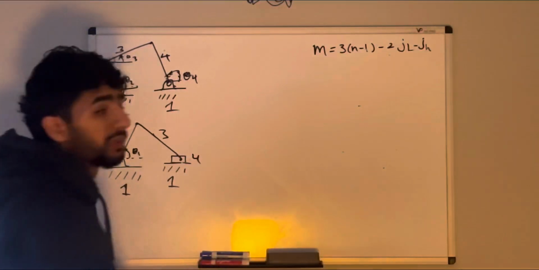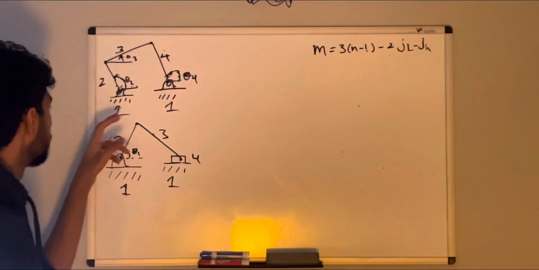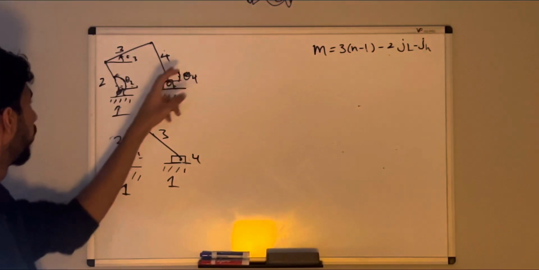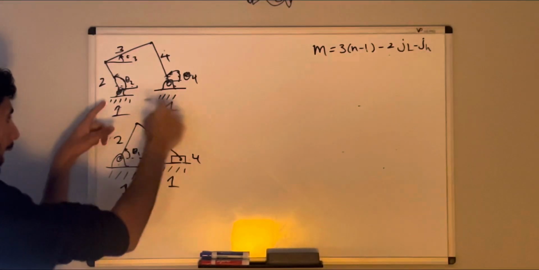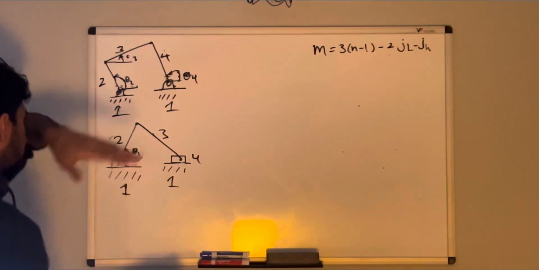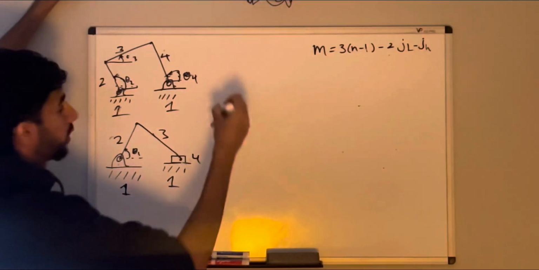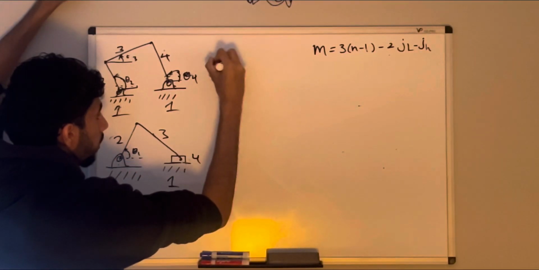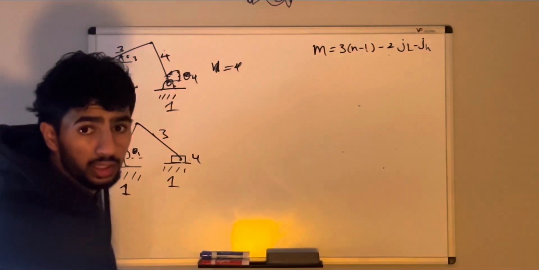Now for example, here you have a 4-bar mechanism. So you have 1, 2, 3, 4 links. I wrote 1 twice because it represents the ground. Let's say I have 4 links, so n is equal to 4.